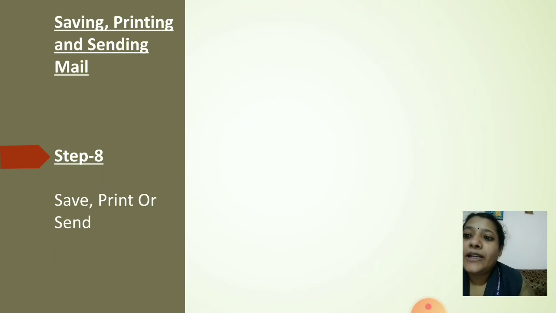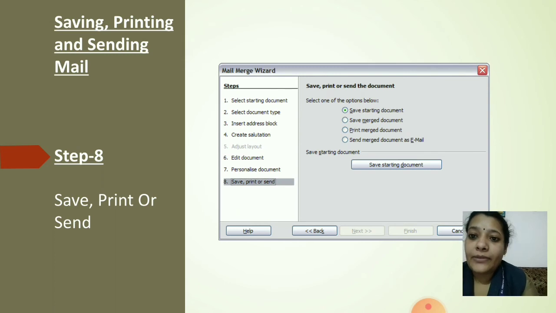What is the next part? Saving or printing and sending mail. This is the eighth step. Once we have done the messaging part, the content part, whatever changes you need to make, everything is over. So now we can save the document, and then you can take a printout of the same thing, and you can send it also. From this page you can save the document, print the document, or send the document.